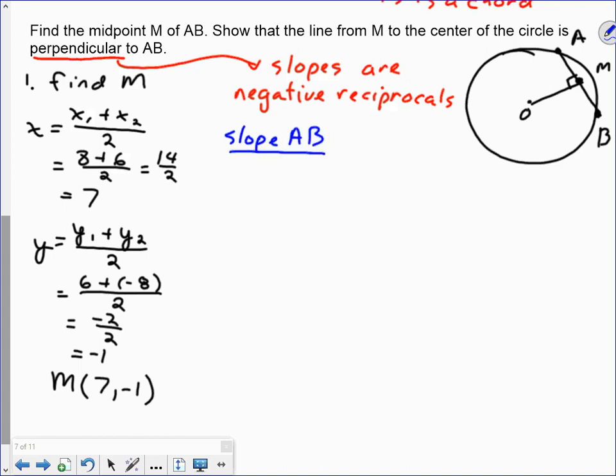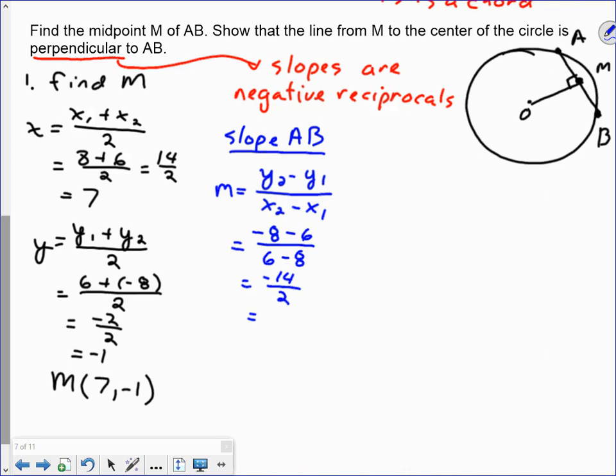To do this, we're going to use our slope formula, y2 minus y1 over x2 minus x1. And we can just sub in our values from points A and B. We can have negative 8 minus 6 over 6 minus 8, which gets us negative 14 divided by negative 2. So our slope is going to be 7. For this point, what's our second point here? Oh, we want the slope from O to M.